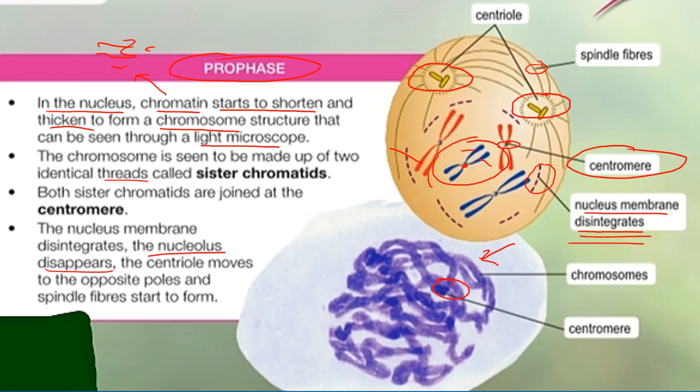The nucleolus disappears. Masih ingat kan apa itu nucleolus? Nucleolus dia disappear. Centriole moves to the opposite poles. Sini, sini, opposite poles. And then spindle fiber start forming. Ini semua ini spindle fiber. Alright, so itu yang berlaku pada fasa prophase.